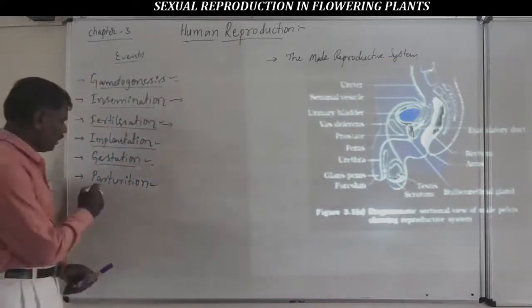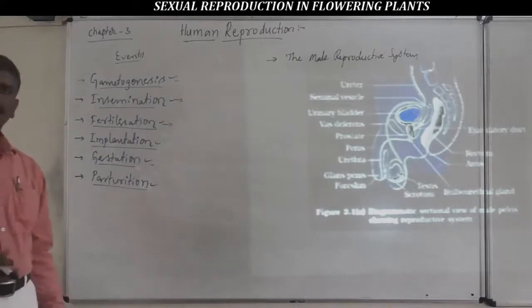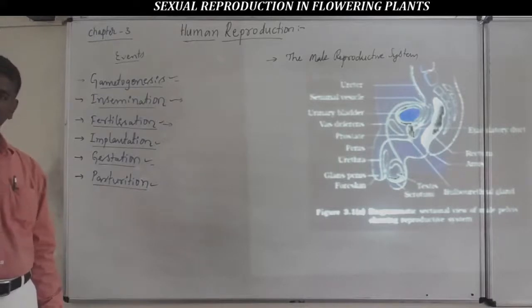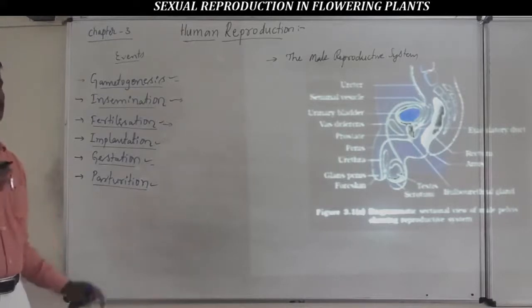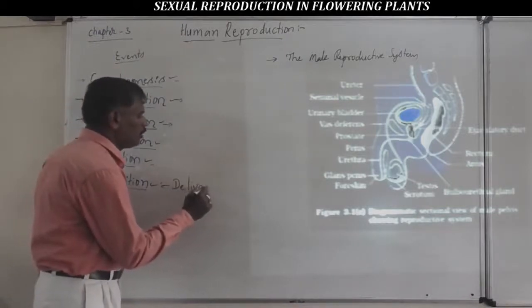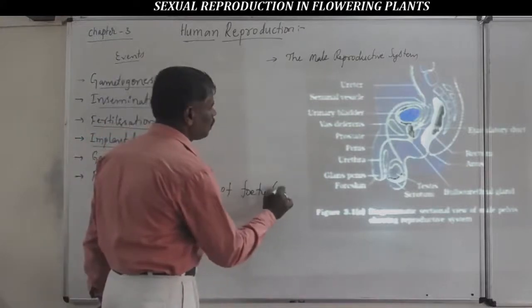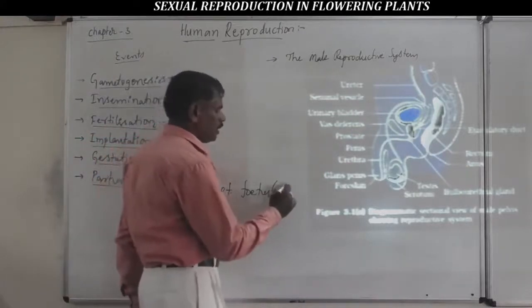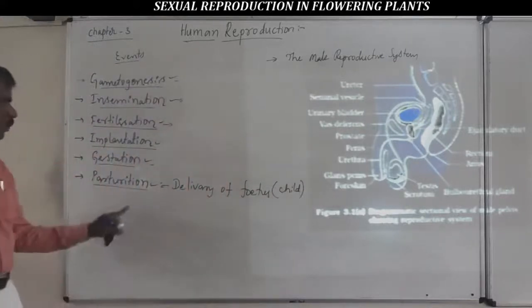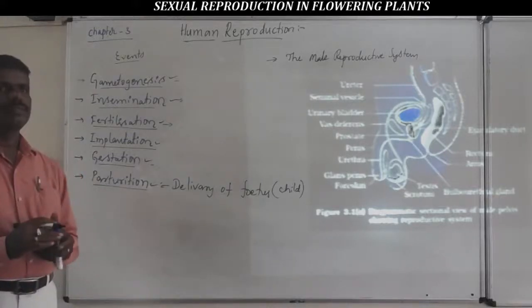The last event is parturition. After maturation of the baby, when the embryo is completely matured, the delivery of the fetus or child is called parturition.